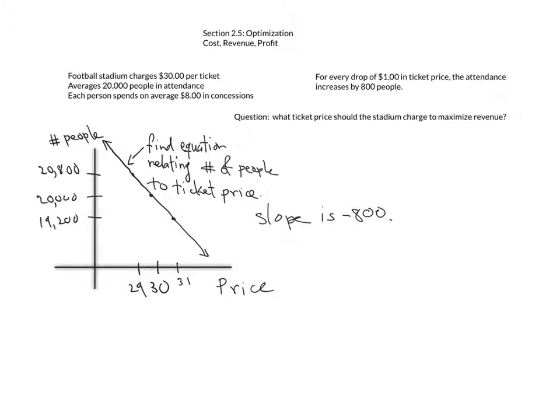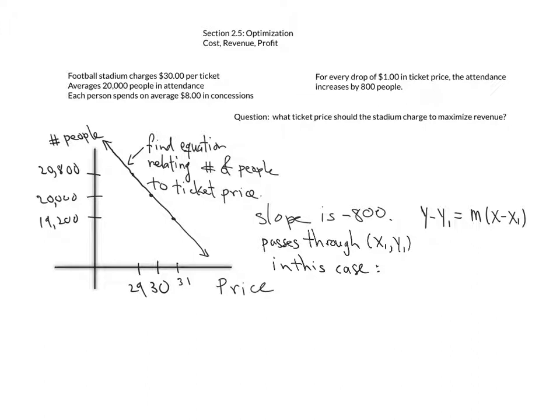So now I call upon all of us to remember the point-slope form of the equation of a line. Here it is: y minus y1 equals m times x minus x1, and the line passes through the point x1, y1. In this case, that is (30, 20,000). Summarizing, in this graph, the number of people is y, the price is the x coordinate, and our equation becomes y minus 20,000 is equal to negative 800 times x minus 30.